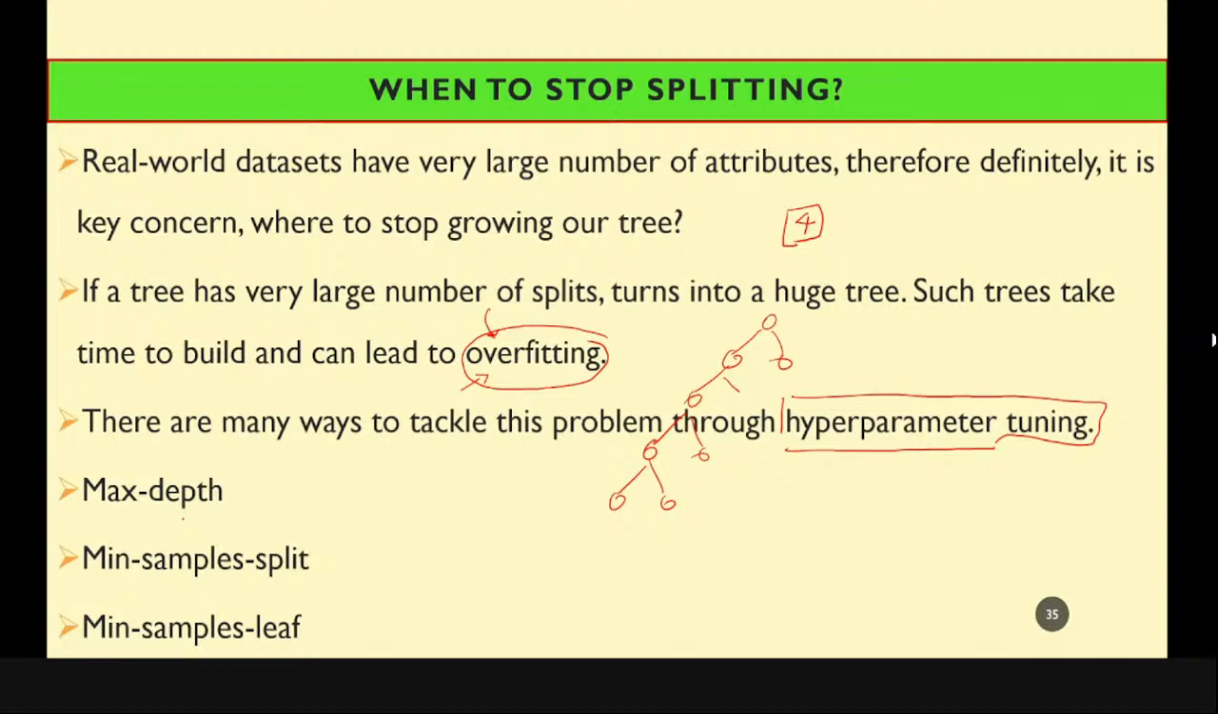While applying the algorithm, you can set the max depth, or min samples split, or min samples leaf. When you are going to split a particular node, the samples, in the sense of the number of instances along with the target variable, must be at least a minimum number so that we can split. These are a few constraints, and we have to tune them for finding better performance of the decision tree algorithm.